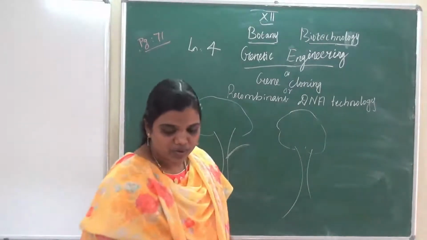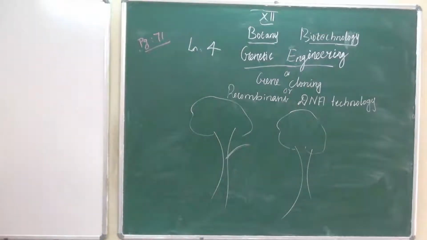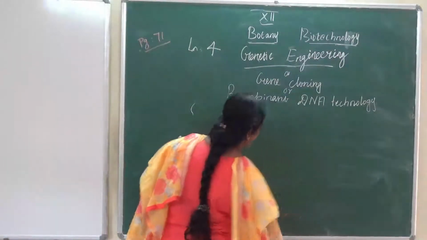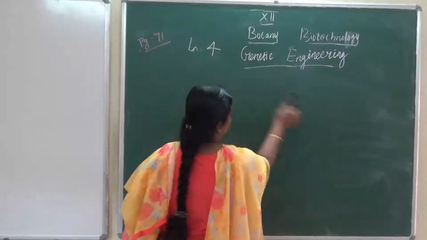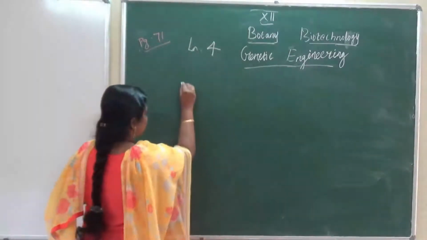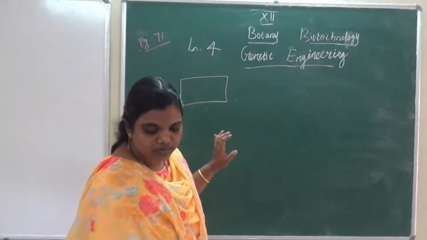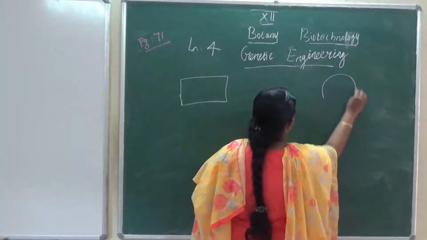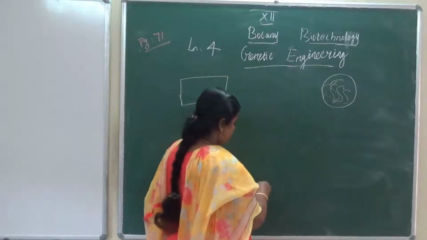Now please listen carefully. How will it be possible? This is known as recombinant DNA technology or genetic engineering. Now I will select a bacteria, which is useful for recombinant DNA technology. Now I will select the plant cells and isolate the DNA.